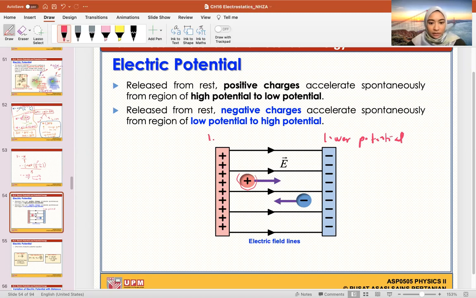Boleh lah. And then this guy is the high potential. Okay, so we know that the positive charge will always want to be attracted to a negative charge. A negative charge is also equivalent to a lower potential. So dia akan accelerate to the right. A negative charge akan go to the positive or the higher potential. Okay, so the thing to remember here is high potential is related to positive.